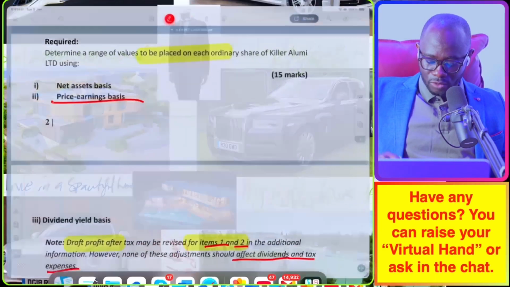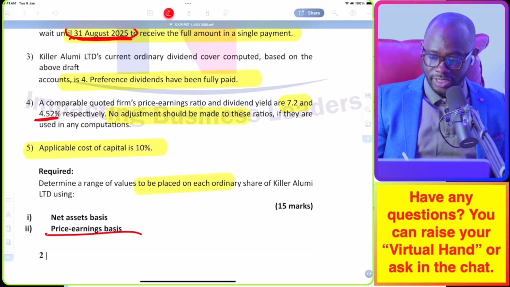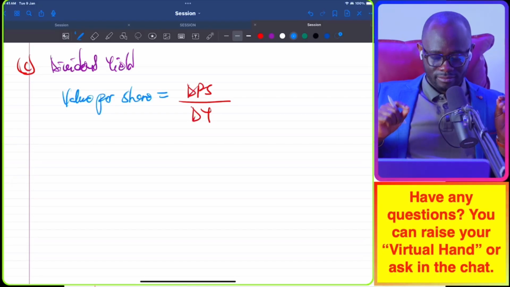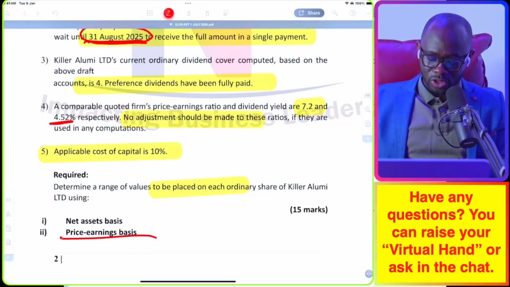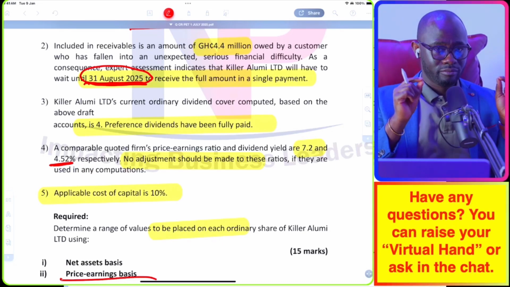The DY, we will use the proxies DY, right? But they said we shouldn't adjust, so we're going to stick with that. But we need to calculate dividend per share. Now, we have finished reading the note, but we didn't find dividend per share. But the examiner gave us a clue, which we can use.